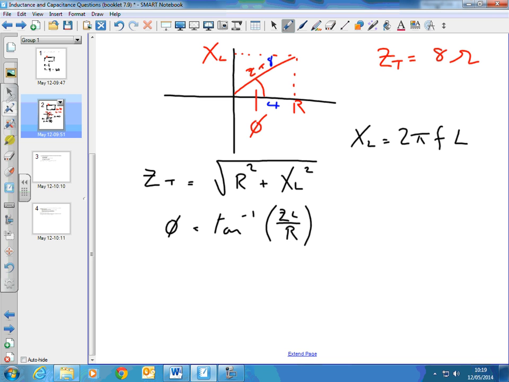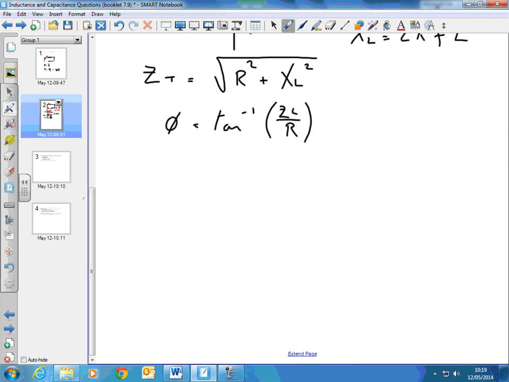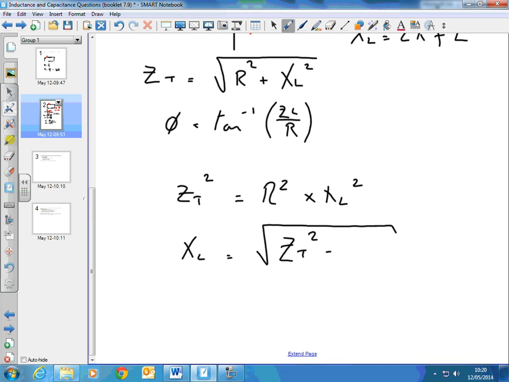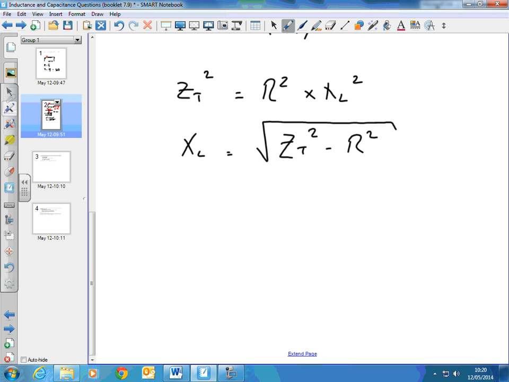So, it's just a case of rearranging Pythagoras. So, total impedance squared equals R squared plus XL squared, that's Pythagoras. I'm after XL, so subtract R squared and square root. We've got XL equals the square root of the total impedance squared minus the resistance squared. So now we just plug these into the calculator. So that will be 8 squared minus 4 squared.